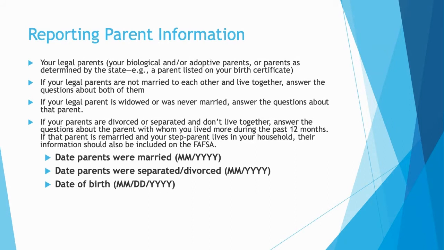If parents are not married but living together, you would enter both parents' information. If your legal parent is widowed and never remarried, you would enter that, or has never been married at all, you would just enter that one parent's information. If your parents are divorced or separated, you would put the information of the parent you live with most during the year. If that parent is remarried, you would also put the information related to your step-parent who lives with you in your household. And you will also want to pay attention to the date set up on this slide, as it is how you would enter this on the FAFSA.